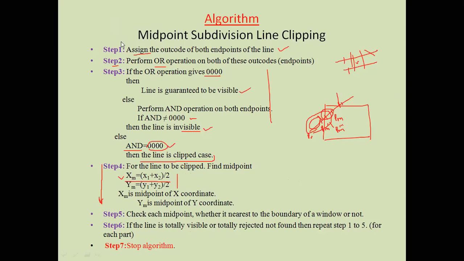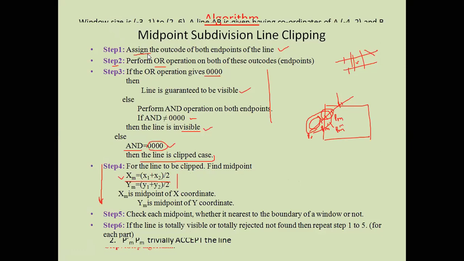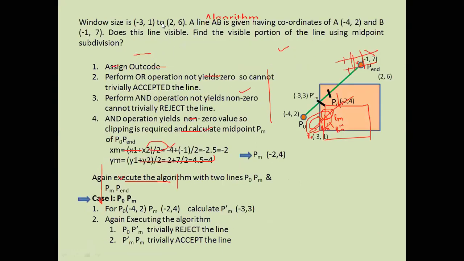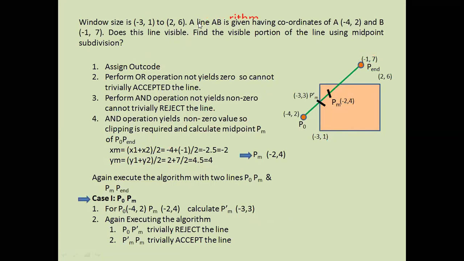So let's see, with the help of an example I can explain this algorithm in a better way. Okay, so a window size is given, that is -3, 1, 2, 2, 6. A line AB, I've taken P0 and Pn, the endpoints of the line, having coordinates -4, 2 as the first point. The second point is given as -1, 7. Is this line visible? We have to check it by applying the algorithm.